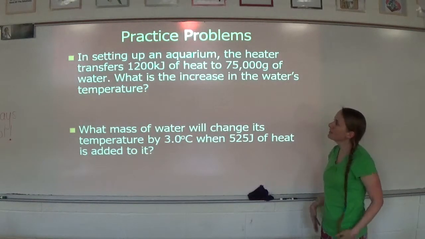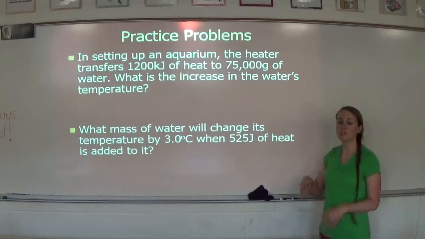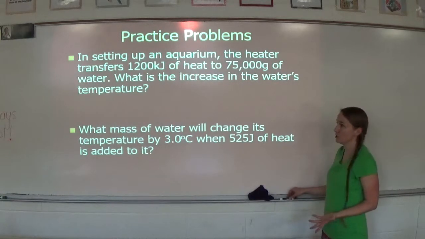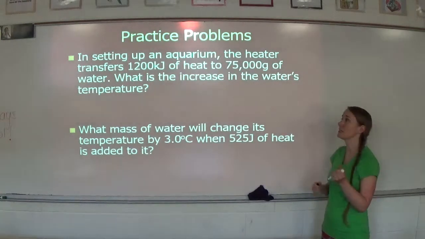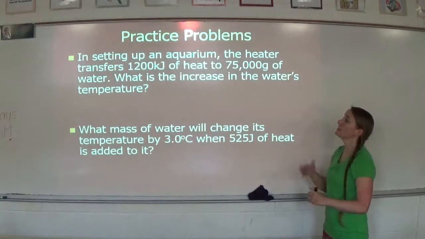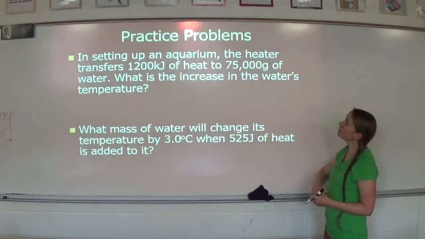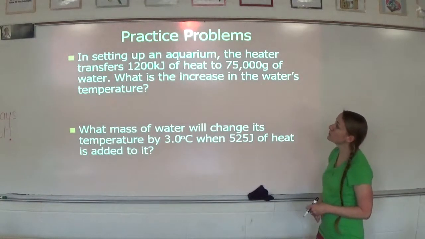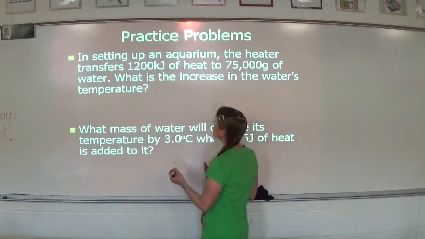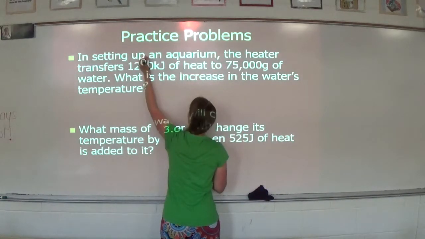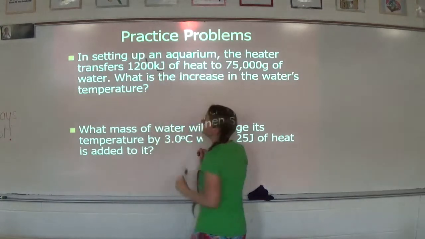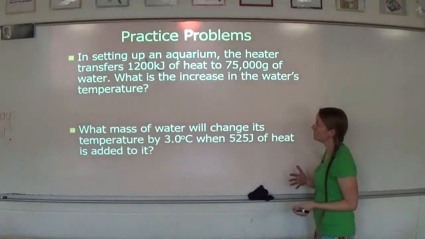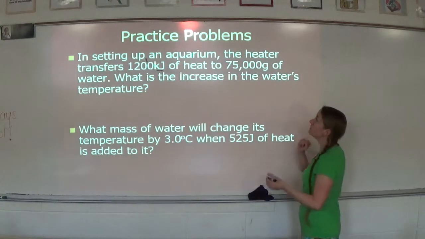Alright, so let's look at a couple more, because sometimes you're going to have to solve for other things besides Q, and that's where we have to rearrange the formula, which some of y'all aren't quite that good at. Alright, so let's look at some of those. So in setting up an aquarium, the heater transfers 1,200 kilojoules of heat. So there's my Q, but my issue is going to be it's in kilojoules, I need it to be in joules, to 750,000 grams of water.